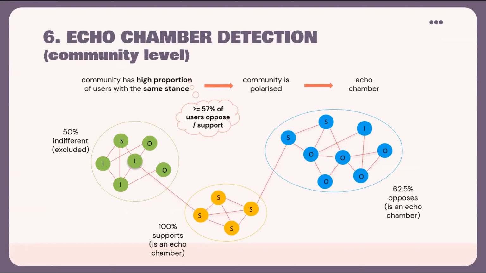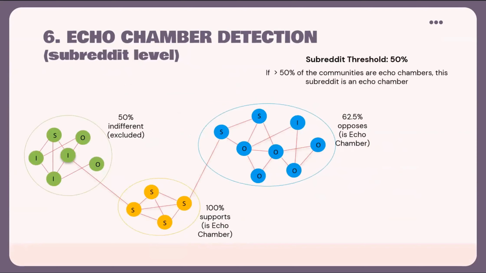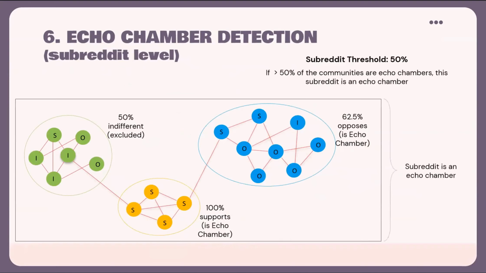Then we use these community level results to perform echo chamber detection at the subreddit level. A subreddit contains many communities. At the subreddit level, if more than 50% of the communities are echo chambers, this subreddit is an echo chamber. For this example graph, this subreddit is an echo chamber.